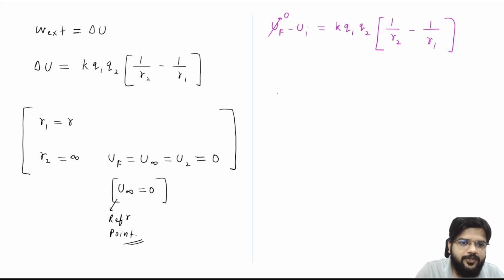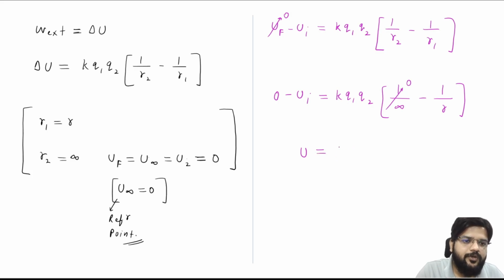Correct? So it is 0 minus Ui equal to K Q1 Q2 into 1 by infinite. R2 is infinite here, everyone, and R1 is R. So 1 by infinite is again 0, everyone. So minus minus will get cancelled out, and Ui I am considering U. So we are getting here U equal to K Q1 Q2 by R. Correct? So this formula is important for us, everyone.